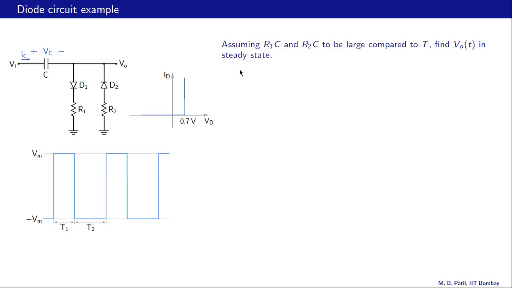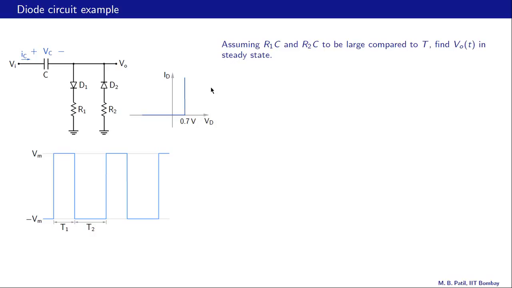This problem does appear to be somewhat complicated, but we have two simplifying factors. One, we are dealing with steady state, that means periodic steady state, and second, these time constants are given to be large compared to T, and that means that they are large compared to T1 and T2 as well. And this will have implications for our analysis, as we will see.